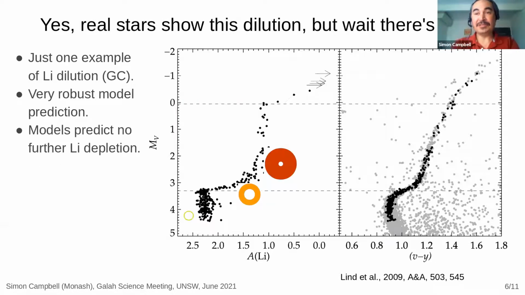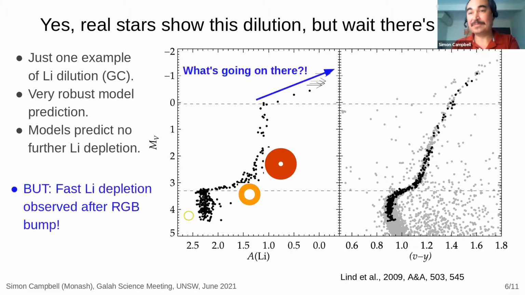Okay, so we do see this dilution in real stars. This is a study by Lind et al. in 2009. It's a globular cluster, just as an example. So we have magnitude here and lithium along the bottom, and you'll see a lot of these plots have got lithium reversed. So here's the main sequence, constant lithium, and then here's the dilution episode, and then it's constant again along the RGB. So models wouldn't predict any more reduction in lithium, but observations have shown us different.